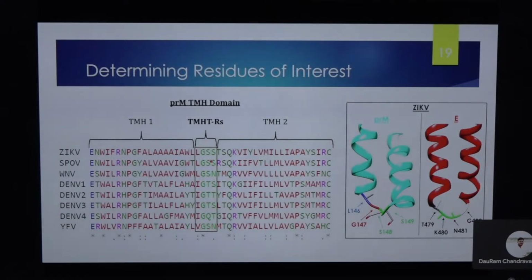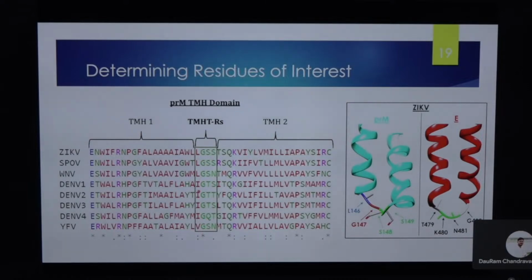And we're looking at the sequence alignment of all of the different flavivirus species, or the most well-studied flavivirus species. We can see that there's quite a high degree of homology within what we call the transmembrane helical turn residue domain, or the TMHTRs. We have transmembrane helix 1 in PRM, so this side here, and transmembrane helix 2, this side here. And those four residues are quite highly conserved.